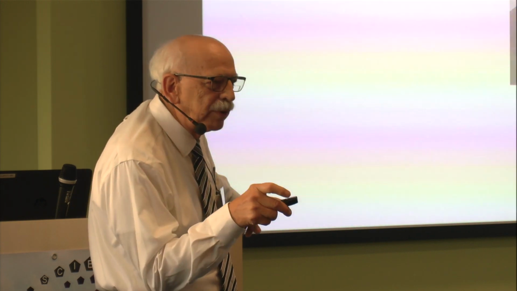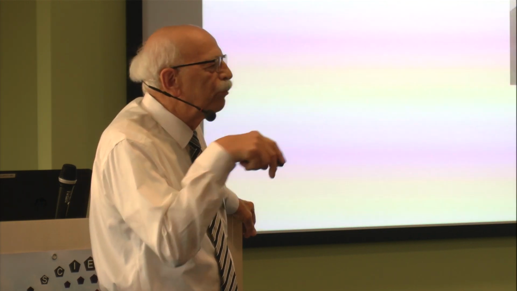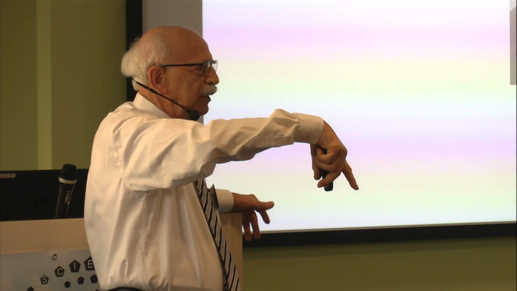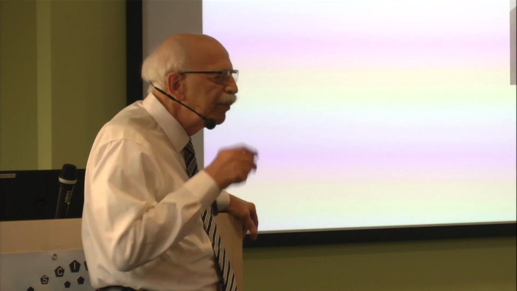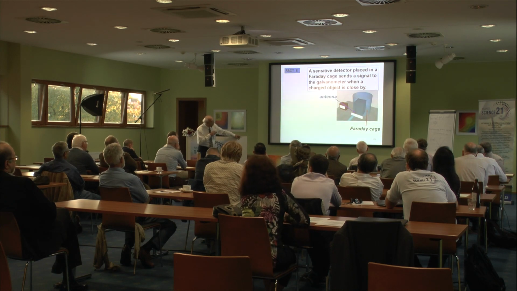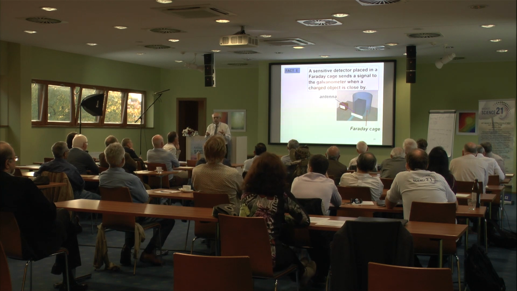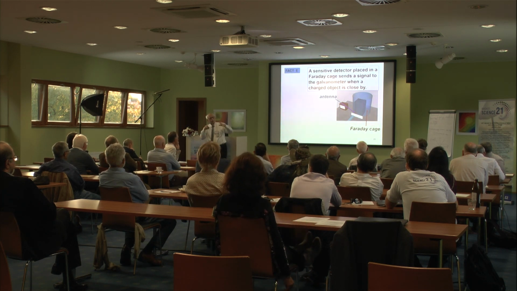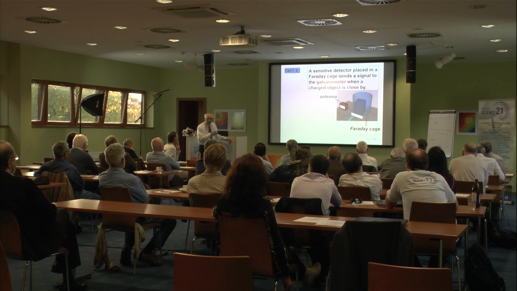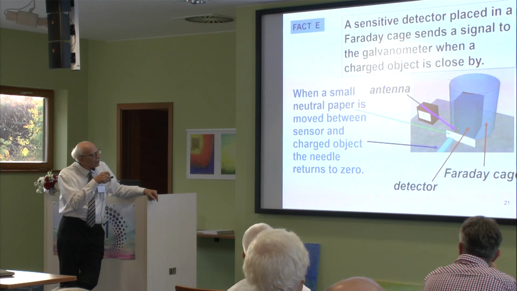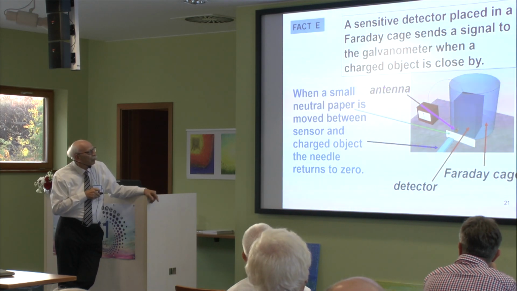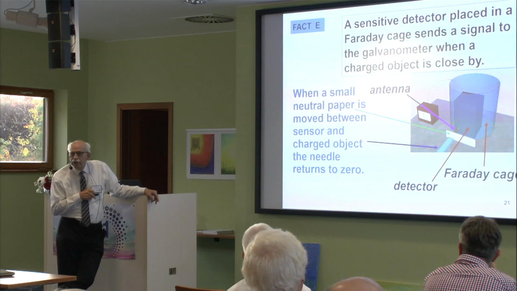A small paper will block the field. Even a wooden pencil, you just put it in between, and the sensor doesn't feel it anymore. So it's not supposed to be like that. Maybe you know why. At that time, I didn't know why. So I have a small antenna. This was in a tin can made of iron. It's called a shield. What do you call that again? A Faraday cage. A Faraday cage, that's right. To make sure only the antenna would receive the field. The detector, and when a small neutral paper moves between them, the needle returns to 0.